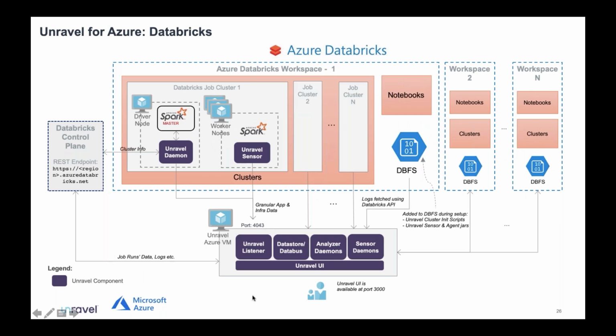And the second step is just to include an Unravel init script every time you bring up a job cluster. This screen is showing you a little bit of the architecture in more detail, but literally it's a two-step process. Set up an Unravel VM, which remains a permanent fixture, and then use an Unravel init script every time you bring up a job cluster, and you can get all these different benefits.